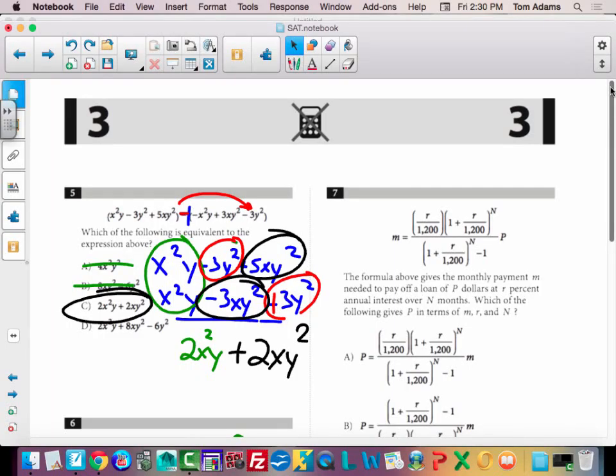So now for problem number 7, they have a formula there, and it says the formula above gives monthly payments M needed to pay off a loan of P dollars at R percent annual interest over N months. Which of the following gives P in terms of M, R, and N? So what they want us to do is solve for P. Now that is so much easier than you think.